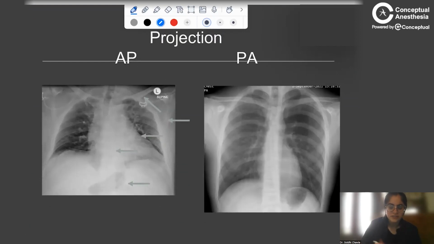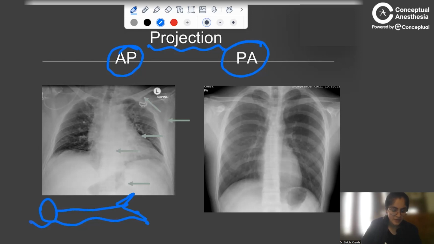Again, as I told you, there is a difference in projection. This is the standard AP view and this is the standard PA view. So what are the differences? Basically, if you are doing an X-ray for any part of the body, the part which is closer to the cassette shows the normal size, and the part which is away from it shows an enlarged appearance on a chest X-ray.